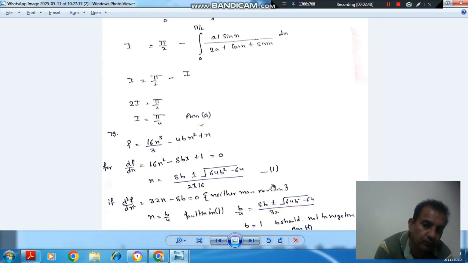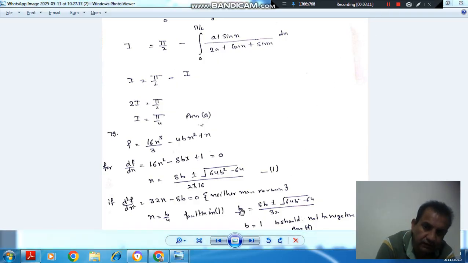So b should not be negative and b should not be more than 1, because then we have this quantity as a positive quantity, and then this condition will not be satisfied. So the answer is option D.